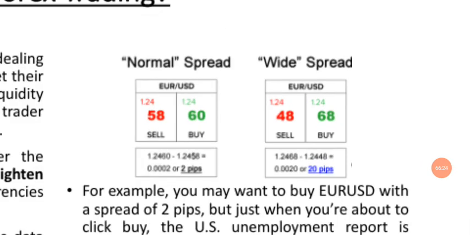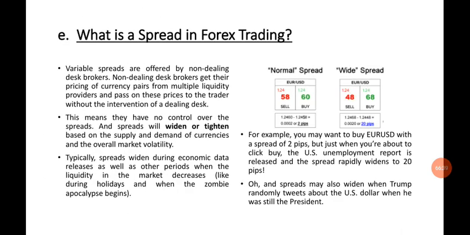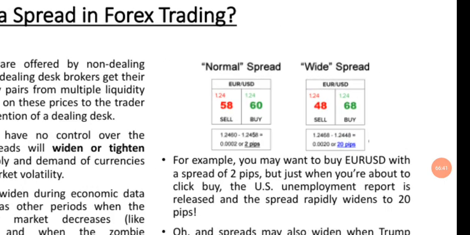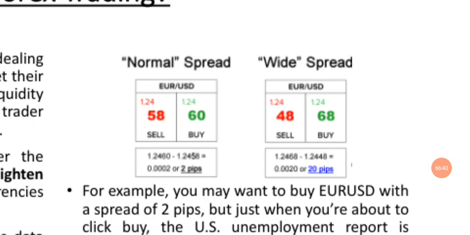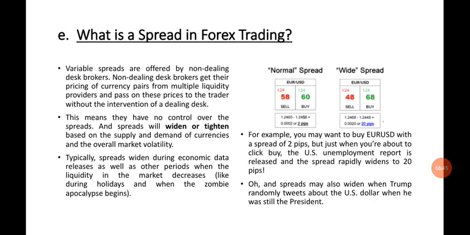So here is the difference between a normal spread and a widening spread. You can see a normal spread sticks; the pip value of 2 is always the same. For a widening spread, it can increase to very high, depending on the volatility. So when the market is more volatile, the spread will be wider. When the market is less volatile, the spread will be tighter.